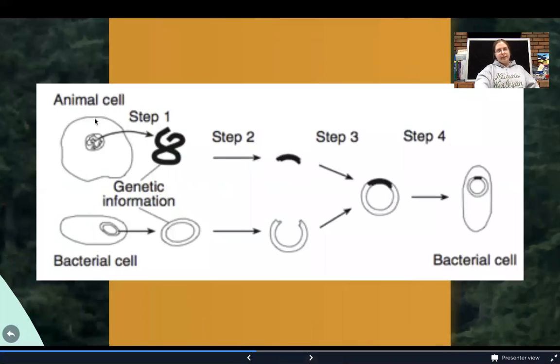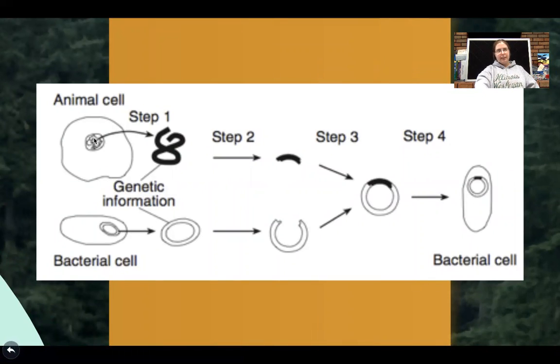All right, so here is an animal cell. Here's the DNA. Here's the bacteria cell with its circular DNA. So what we're going to do is take the DNA from the animal cell and cut a piece of it out, a particular gene. We're also going to take the bacteria DNA, notice it's circular. We're going to use a particular enzyme to cut it open.